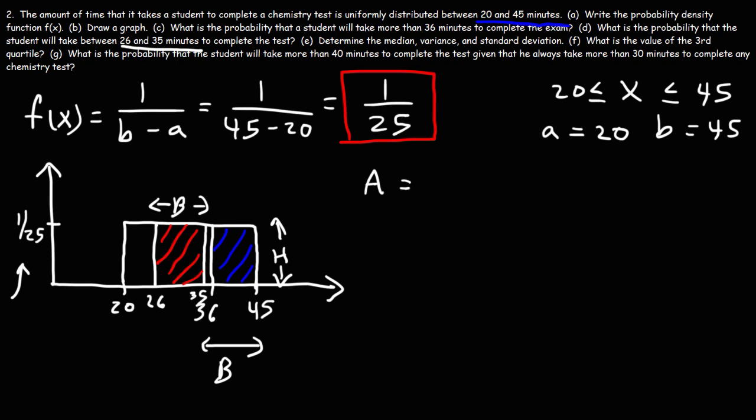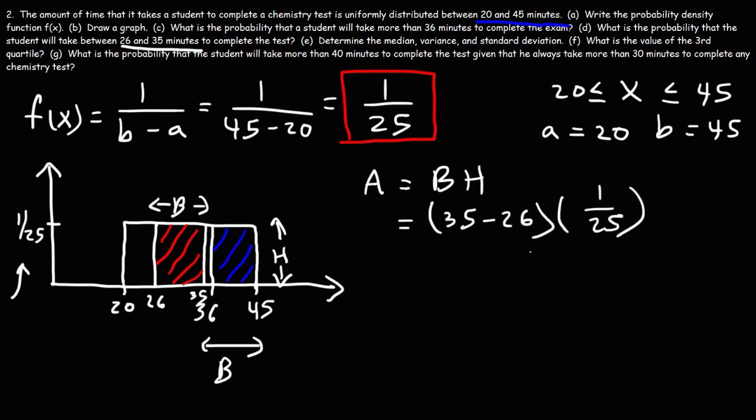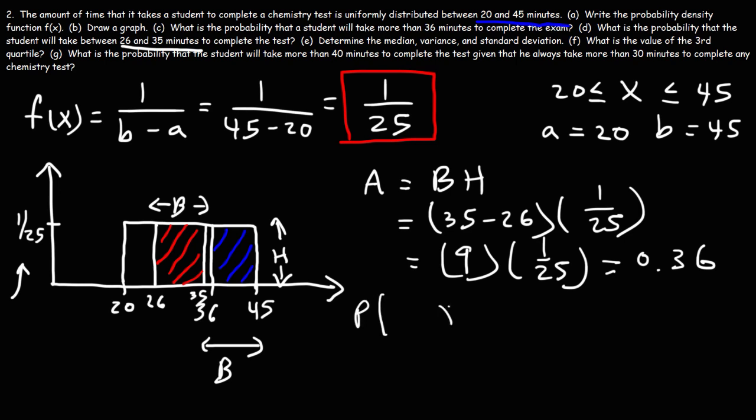So the area of the rectangle shaded in red is going to be the base times the height. So the base is 35 minus 26, and the height is still the same. Now 35 minus 26 is still 9. So the answer is going to be the same as last time. That is, it's going to be 0.36. So the probability that x is between 26 and 35 is once again 36%.